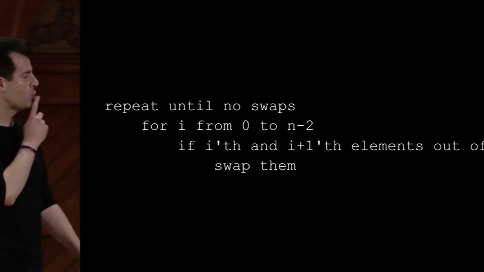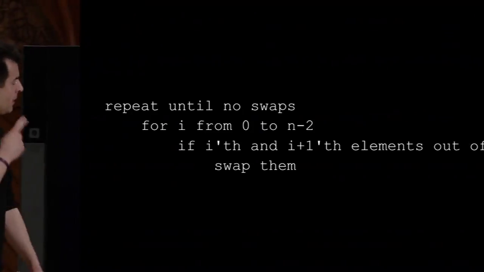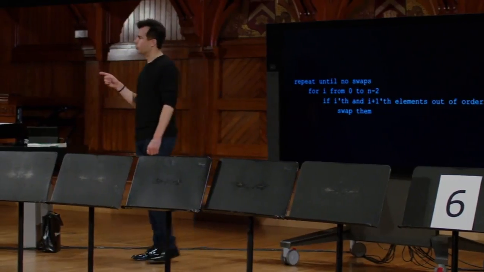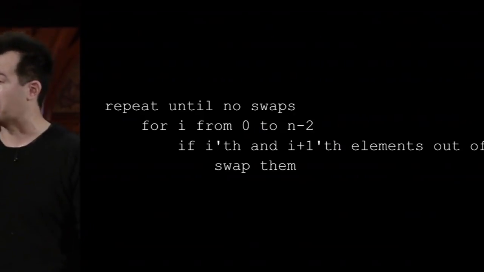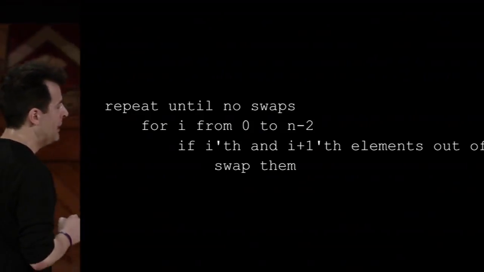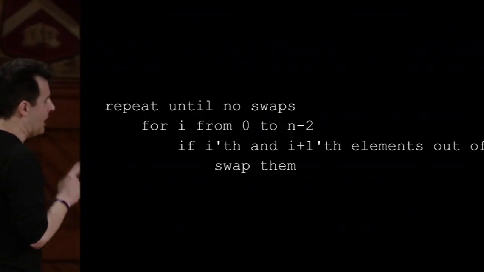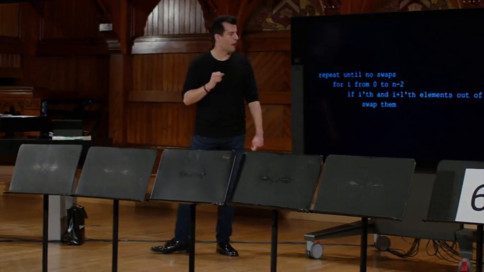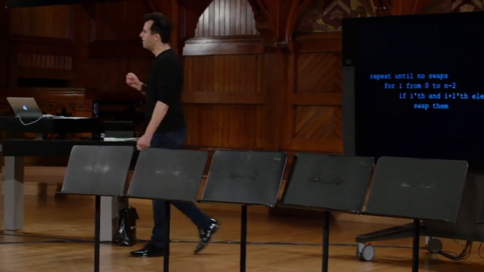Repeat until no swaps. For i from 0 to n minus 2, and n is just the size of the problem, the number of doors, the number of humans, the number of numbers, whatever the input to the problem actually is. So for i from 0 to n minus 2, if the ith and the i plus 1th elements are out of order, swap them.